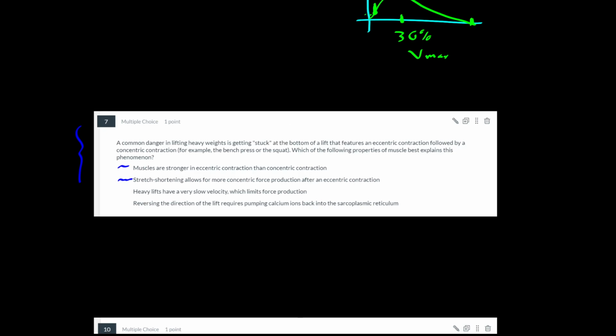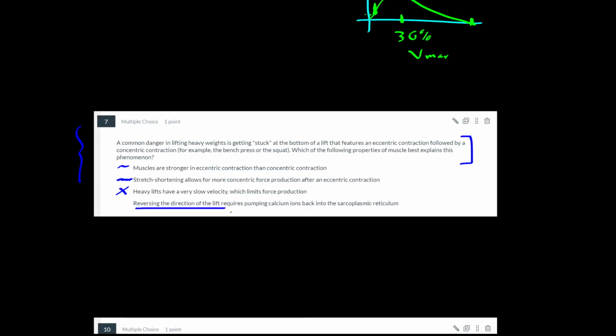And I think what I maybe should have done for this question is emphasize that if you were moving slowly for the lift. So this one also seems like a reasonable answer as well. Heavy lifts have a very slow velocity, which limits force production. Well, no, actually, it's having a low velocity helps with force production, because if the velocity is too high, then you can't produce very much force.